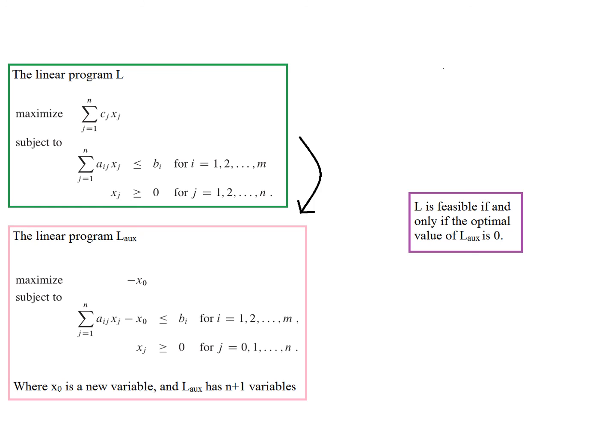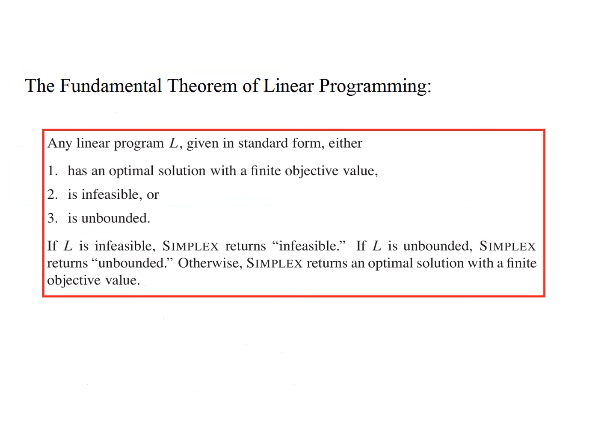We know L is feasible if and only if the optimal objective value of L-aux is 0. We can do this simply by solving the auxiliary program as normal through pivoting until we get a feasible solution to both L and L-aux, with the latter objective function equal to 0. Should we find that there is no feasible solution to the auxiliary program, initialize simplex simply returns infeasible, and the simplex algorithm terminates. We know the simplex algorithm works by the fundamental theorem of linear programming.